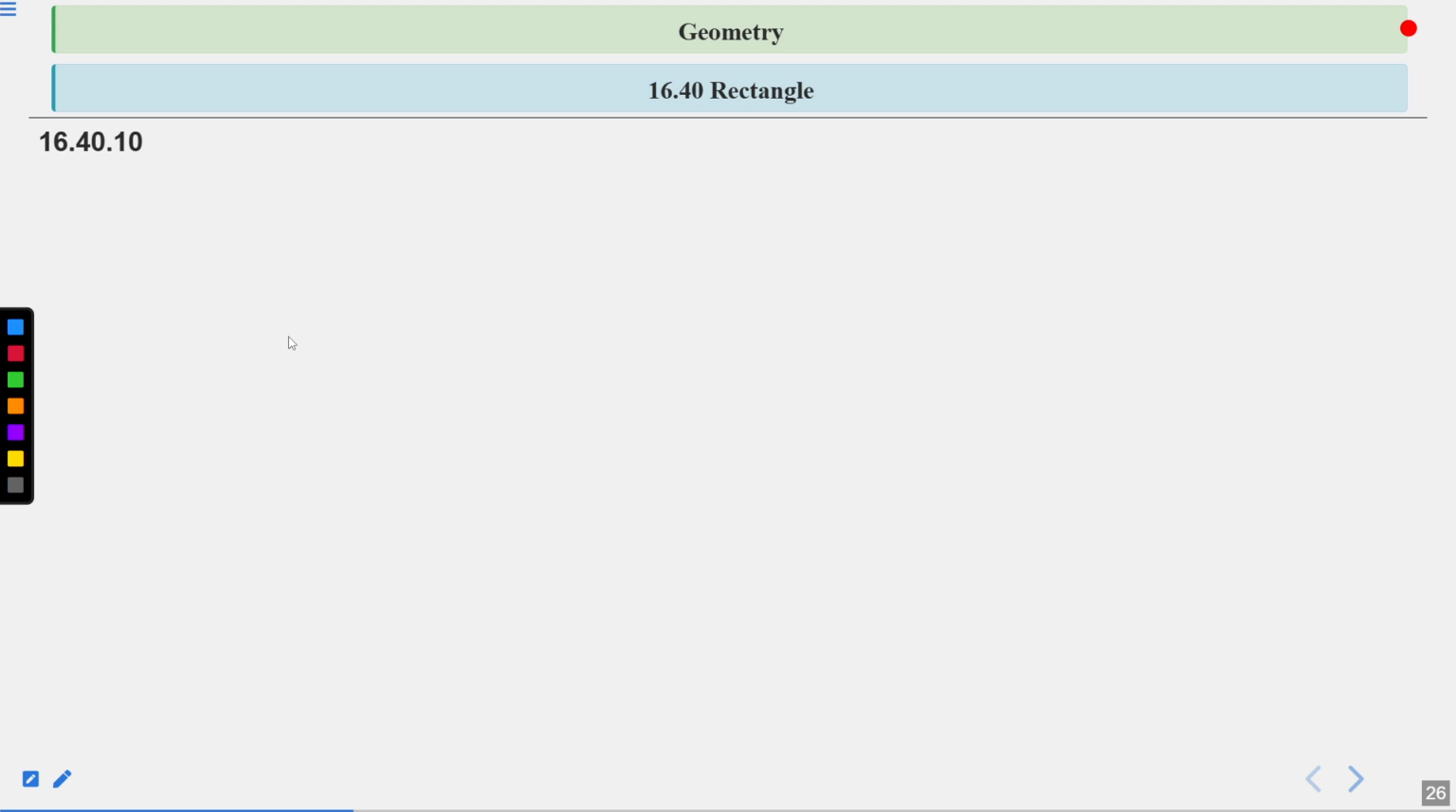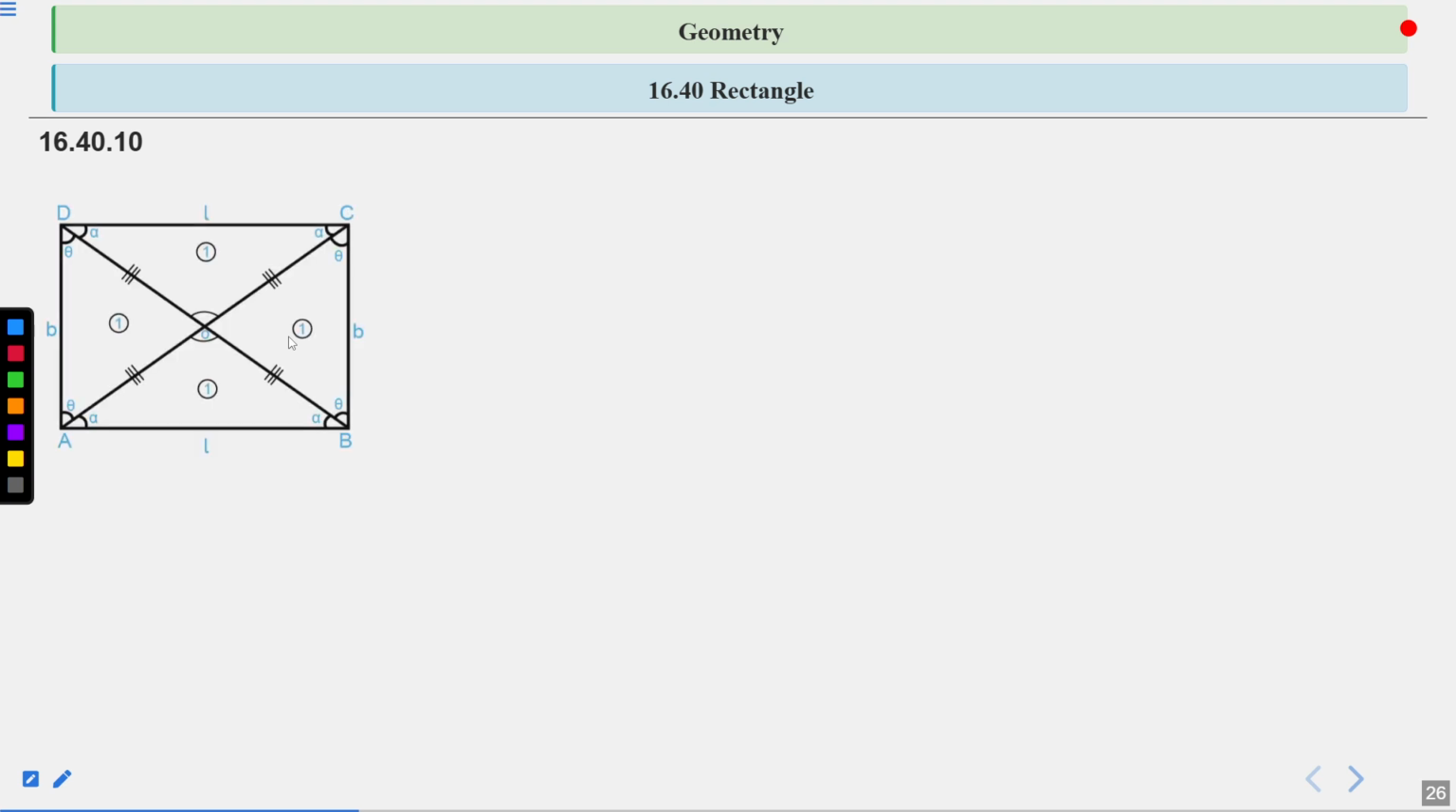16.40.10 of the rectangle formula. This is the diagram of the rectangle. So we can say that similarly, the area of triangle AOB equals the area of triangle BOC, which equals the area of triangle COD and the area of triangle AOD. Next one.